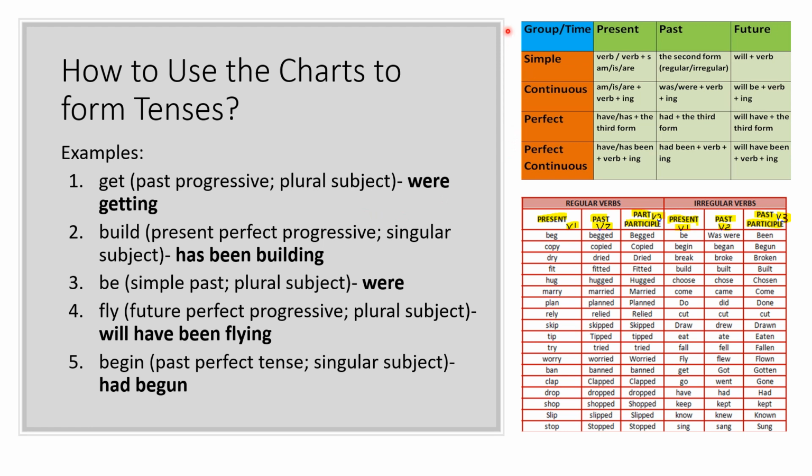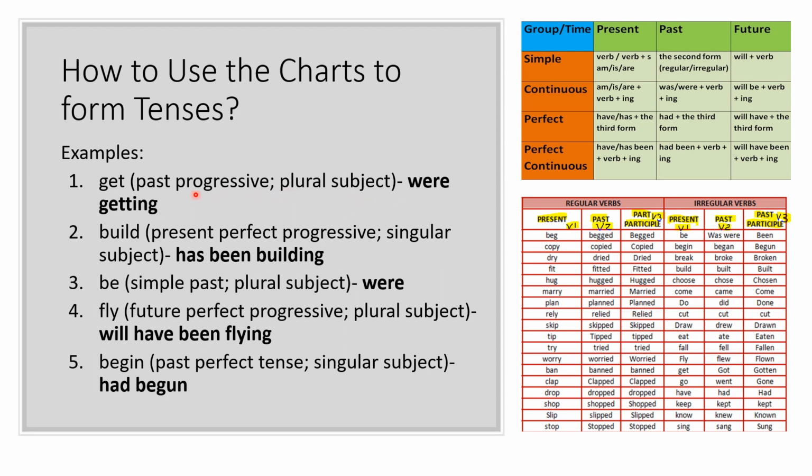So in the previous slide, I actually explained in brief how these two charts work together to help you formulate the different tenses of English verbs. Now, to further explain how these two charts work, I have here 5 examples. Assuming in a quiz, I would ask you to transform the verb get into its past progressive form. And we are supposed to assume that in that sentence, the subject is plural.